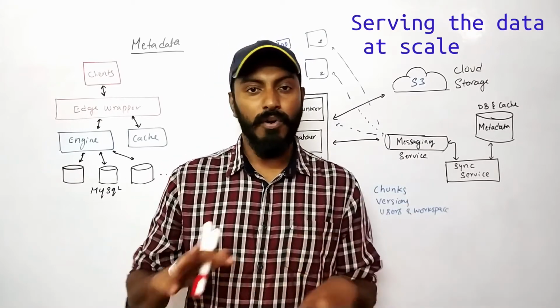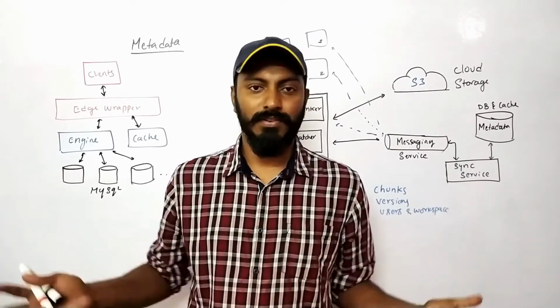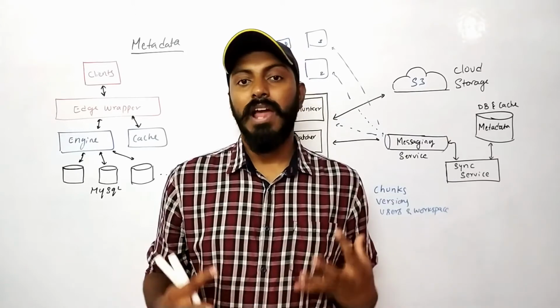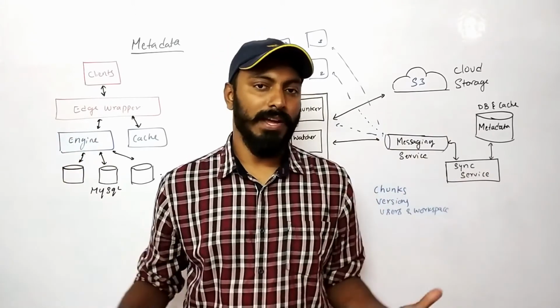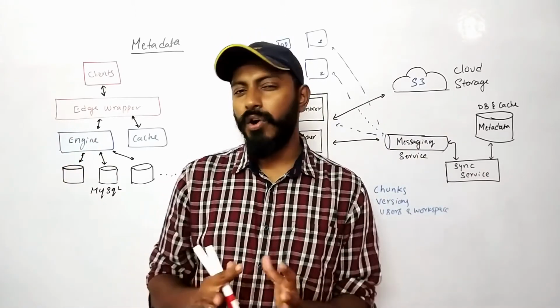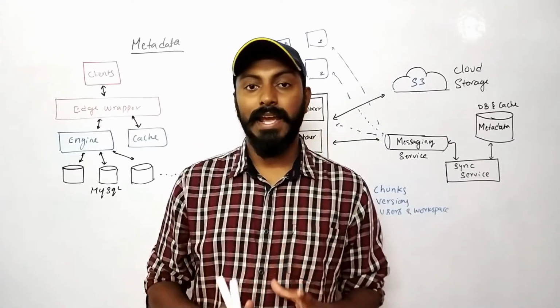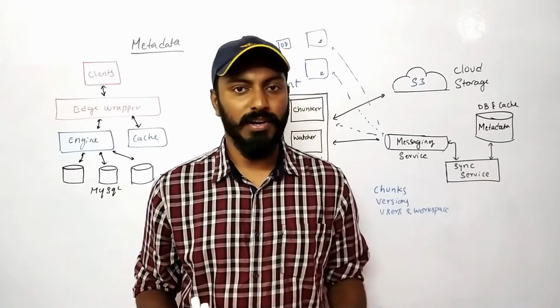So now let's talk about how to serve the data at scale. As we know, we have more than 10 million users, and we'll have more than 100 million files, best case. So how do we serve all of this data at scale, lightning fast? How do we do that?